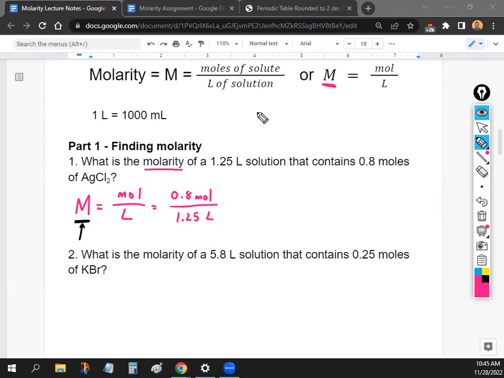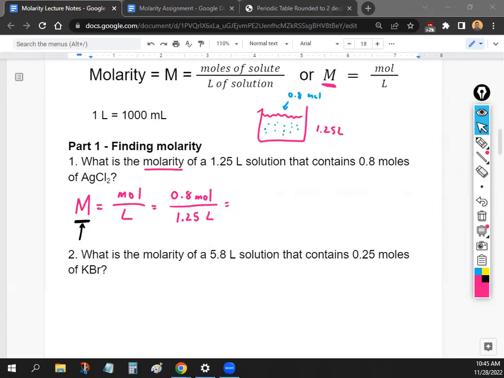So basically what this is telling us is that we have a container. Okay, we have 1.25 liters. That's our volume. And then we have 0.8 moles of stuff dissolved in it. And that's going to give us our concentration, or how strong the solution is.